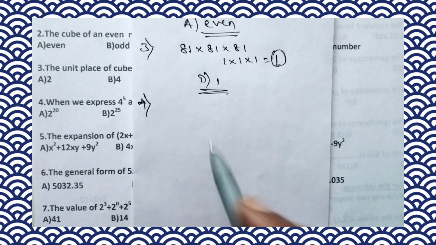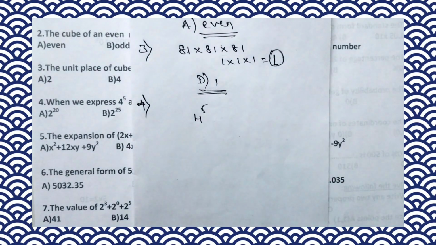So now let us take what he has given. He has given 4 to the power of 5 is given.